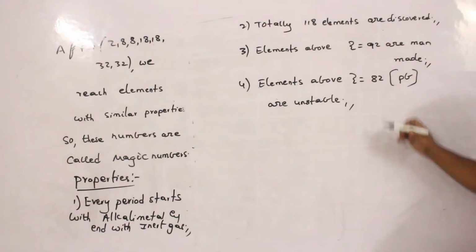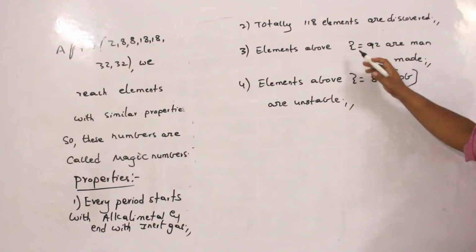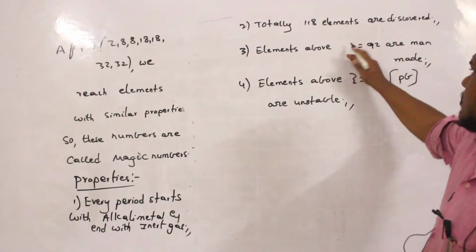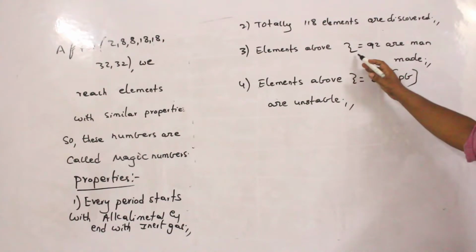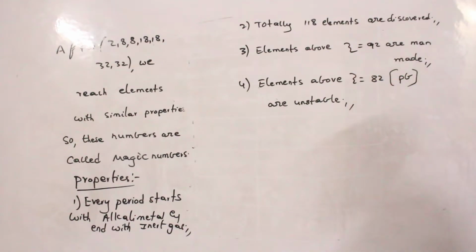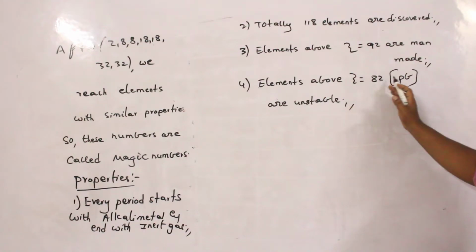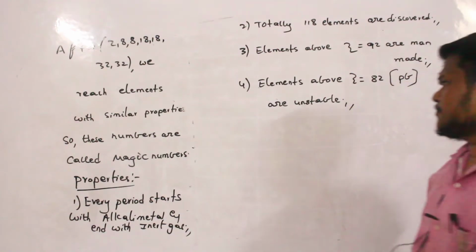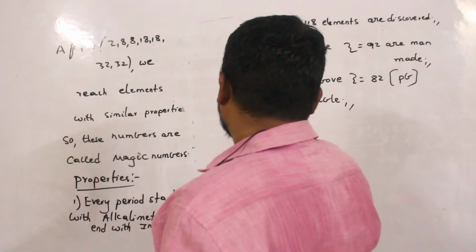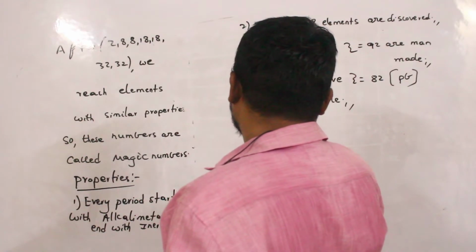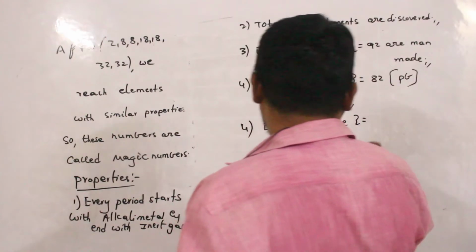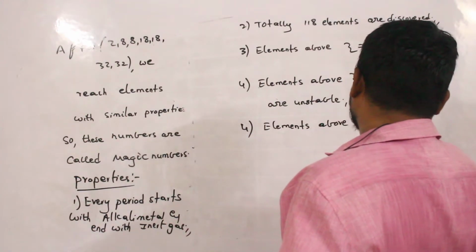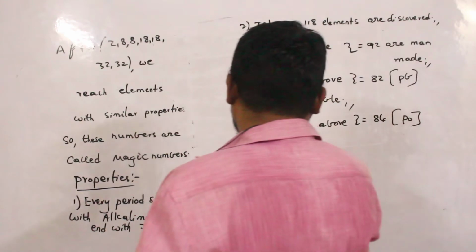Z means atomic number. Atomic number is represented by Z. Clear? So, elements with Z equal to 92 are man-made elements, and elements above 82 are unstable. Clear? So, the fourth one: elements above Z equals 84, which is called polonium, are radioactive.